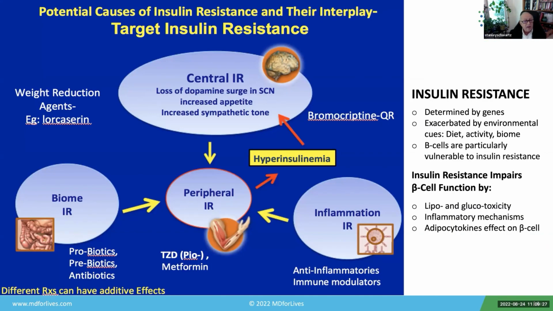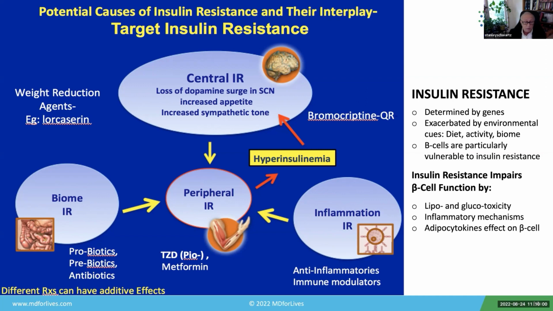In terms of central induced insulin resistance, it's a loss of dopamine surge in suprachiasmatic nucleus, increased appetite, increased sympathetic tone, and that can affect the peripheral insulin resistance. And you can see the contributions of biome resistance, inflammation-related insulin resistance. And guess what? There are drugs for each kind of insulin resistance that are available to us.